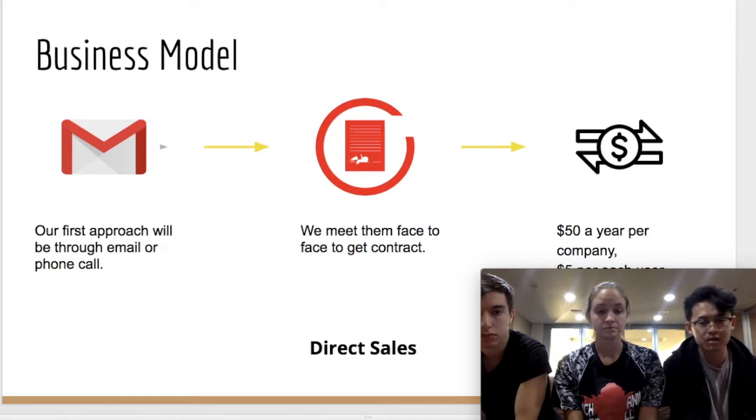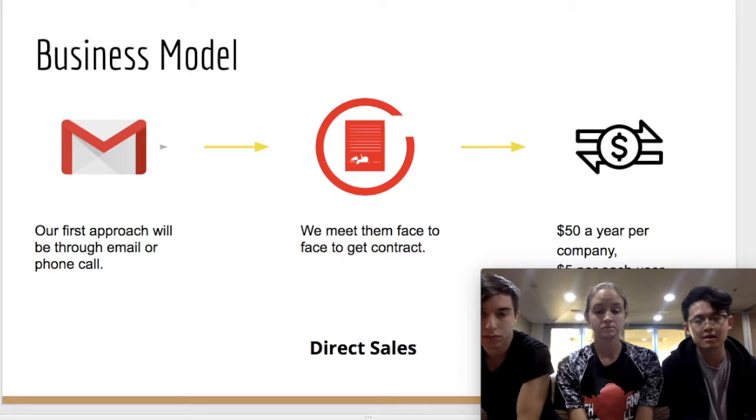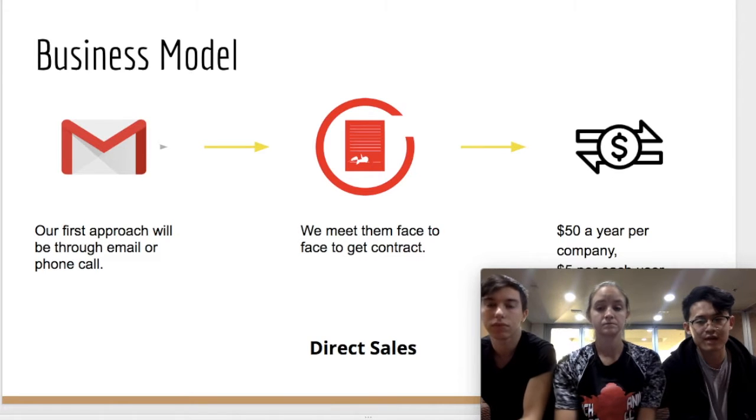And for our business model, our customer can get our contact information through our website, and our first approach will be through email or a phone call, and after we meet them face to face, we'll get our contract, and set up ZipAuth to fit their current situation, and then we'll get our money transferred, which is $50 a year per company and $5 per user that is added to ZipAuth.